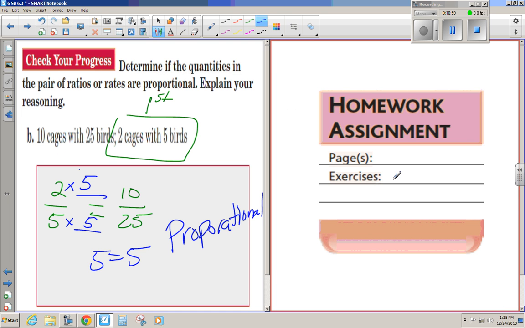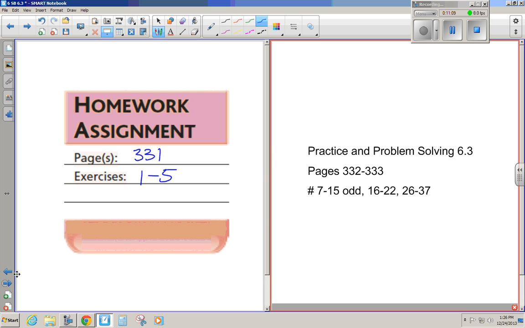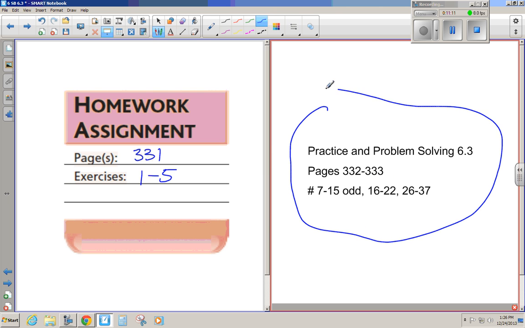All right, so for 6.3, your CYUs are on page 331, and it's problems 1 through 5. As always, we will do this work in class. Good luck.